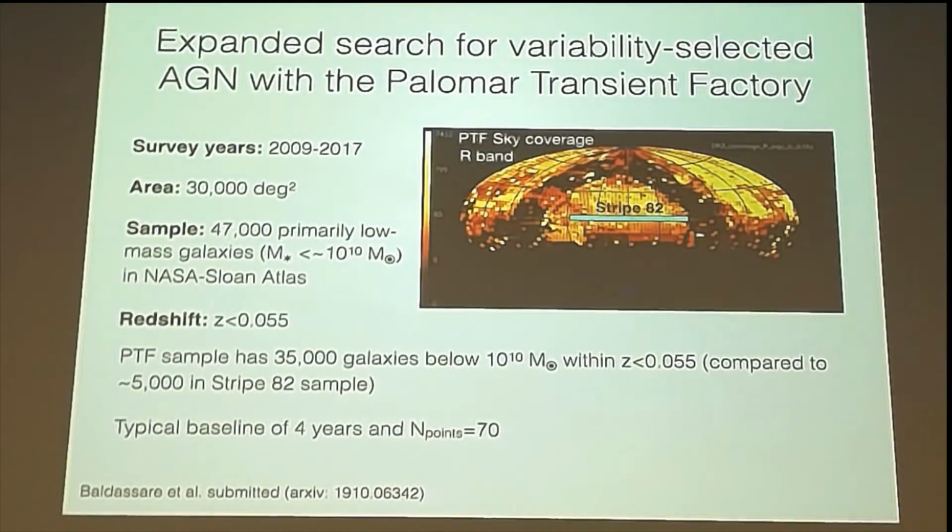So the Palomar Transient Factory sample had 35,000 galaxies below 10^10 solar masses, compared to about 5,000 in the Stripe 82 sample. So this is a big improvement on the sample size. And here the typical light curve baseline was 4 years, and the number of points was 70.